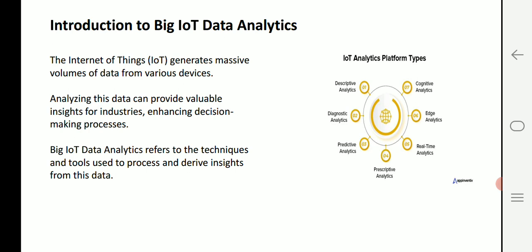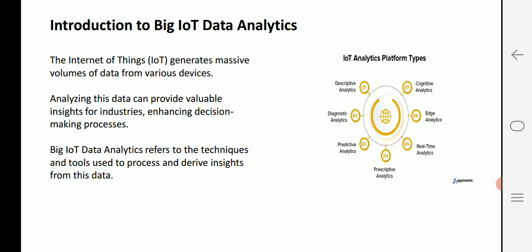We can see IoT analytics platform types. There are many types of online platforms. There are 7 types of platforms. First one, descriptive analytics, second one, diagnostic analytics, predictive analytics, prescriptive analytics, real-time analytics, edge analytics, cognitive analytics.